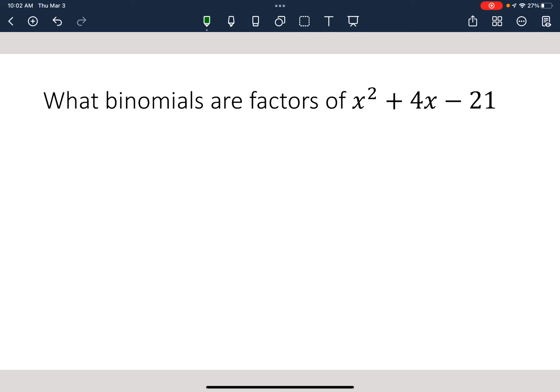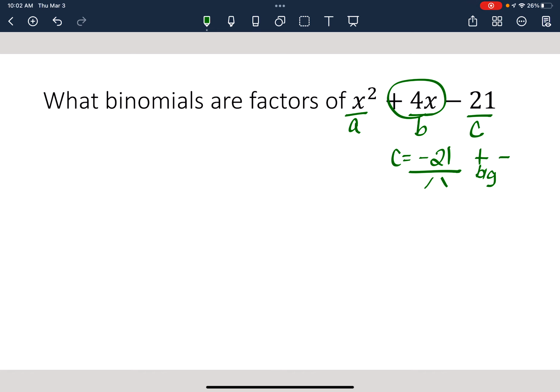So this asks what binomials are factors of x squared plus 4x minus 21. So this is once again a, b, and c. A is 1, so we just have to look at the value of c. C is negative 21. So when I have a negative, remember I need a positive factor and a negative factor. B is positive, so that means my bigger factor is going to be positive.